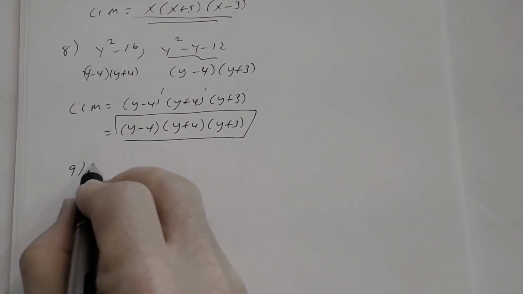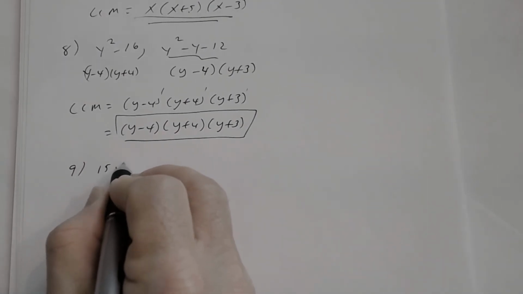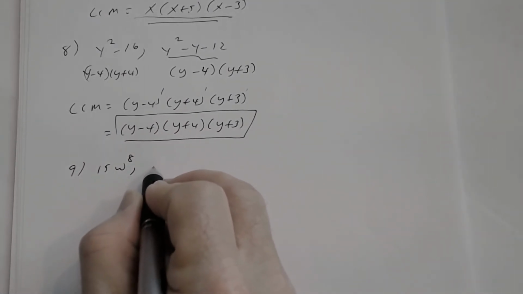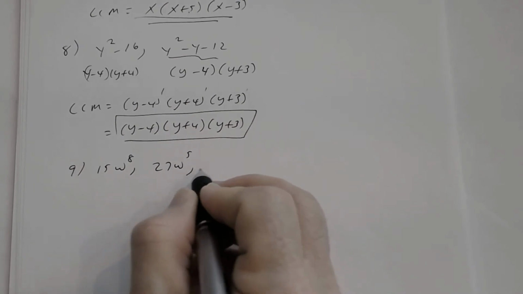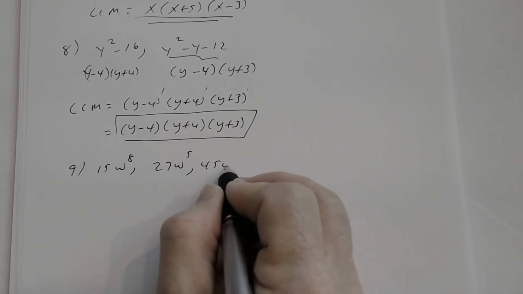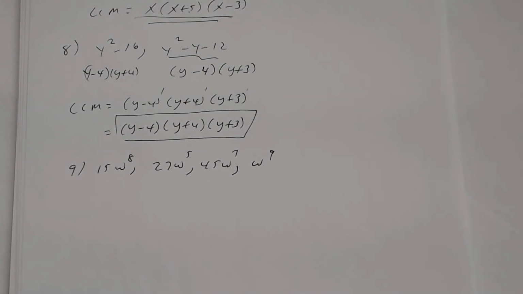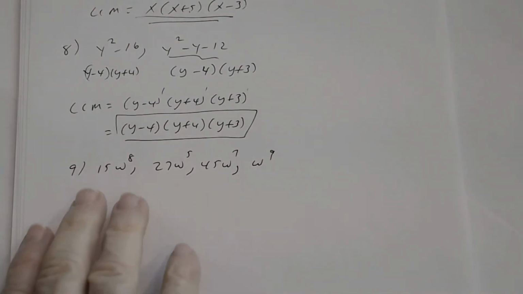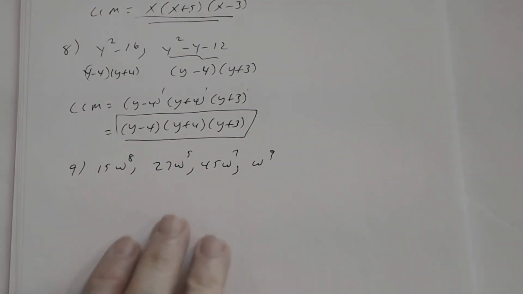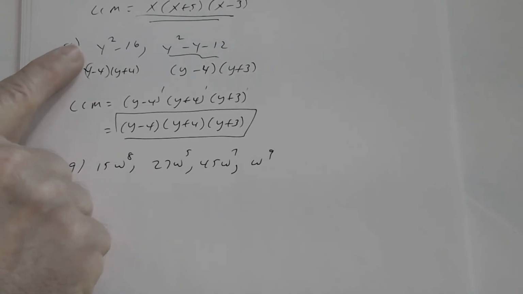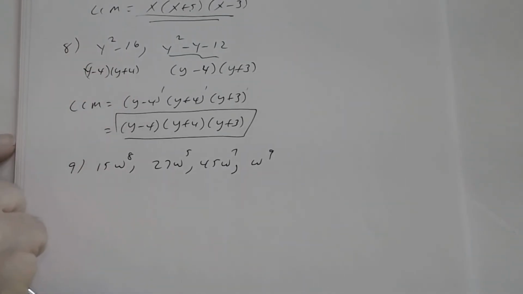Number 9, we have 15w to the 8th, 27w to the 5th, 45w to the 7th, w to the 9th. Okay? And so let's now notice this time I have 2 terms. Those are all monomial factors. The monomial factors are the easiest to deal with. See here, those were polynomials, so I had to factor first before finding the least common multiple. Here, those are just monomial factors.